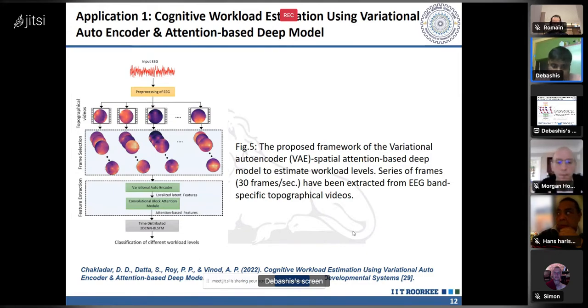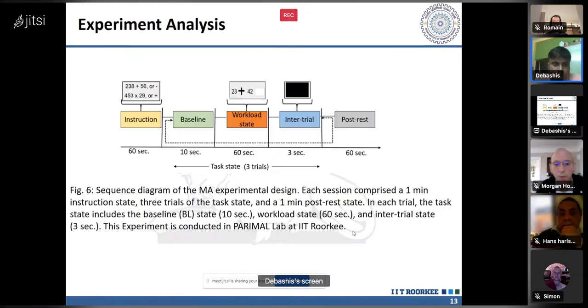So this is the experimental analysis. We used four workload levels: baseline, low workload, medium workload, and hard workload. The workload state is the middle one, the orange colored box, with the baseline state after the workload state. This makes an entire trial, and it is repeated for three trials.